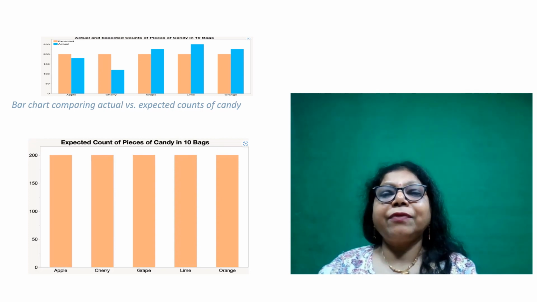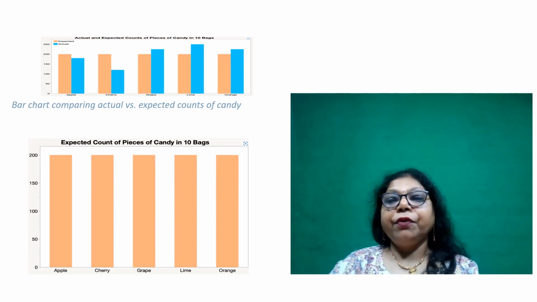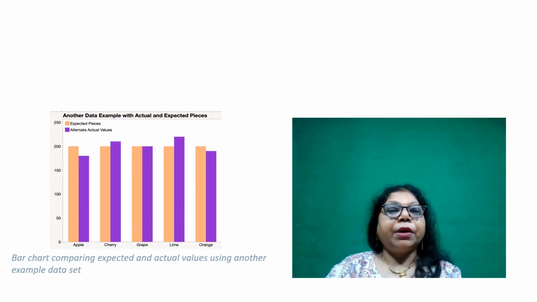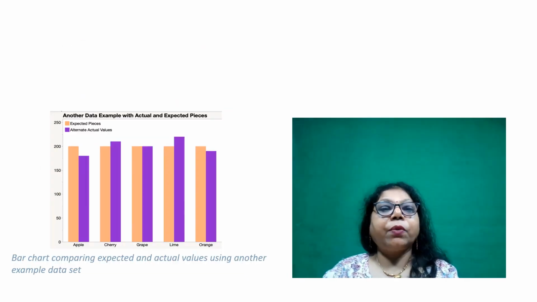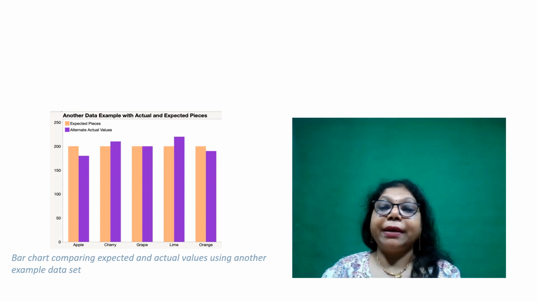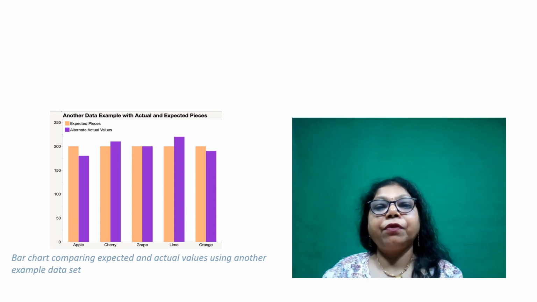So we can see that some flavors have more pieces than we expect and some flavors have fewer pieces than what we expected. Now, this statistical test is a way to quantify the difference. So, is the actual data from our sample close enough to what is expected to conclude that the flavor proportions in the full population of bags are equal or not?